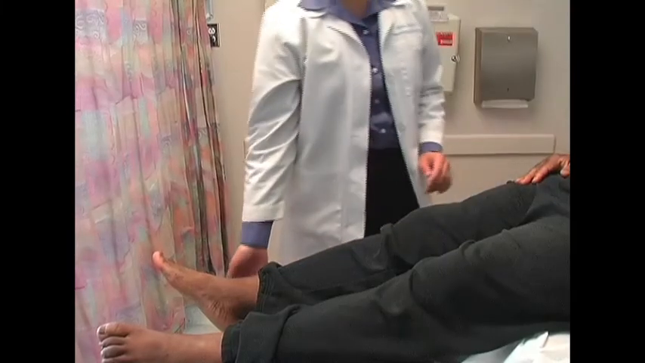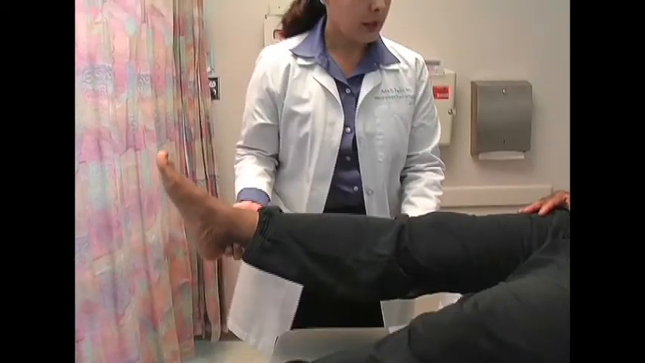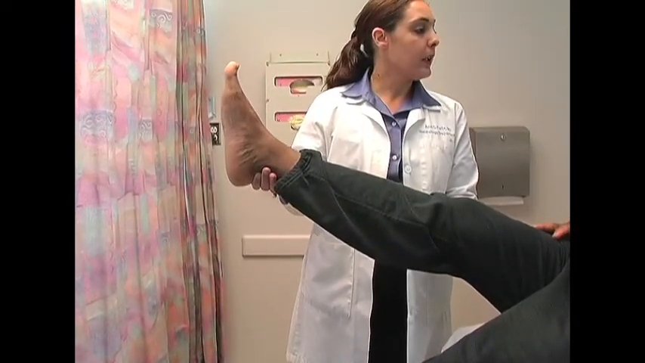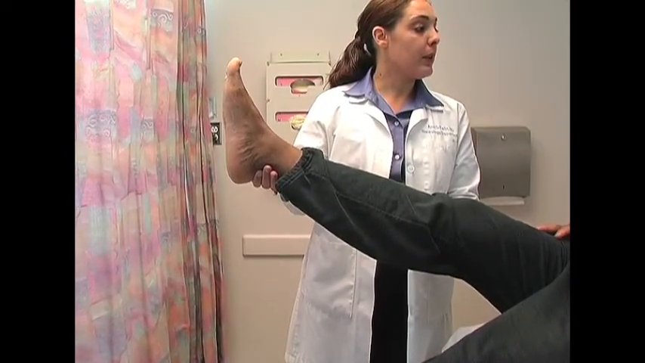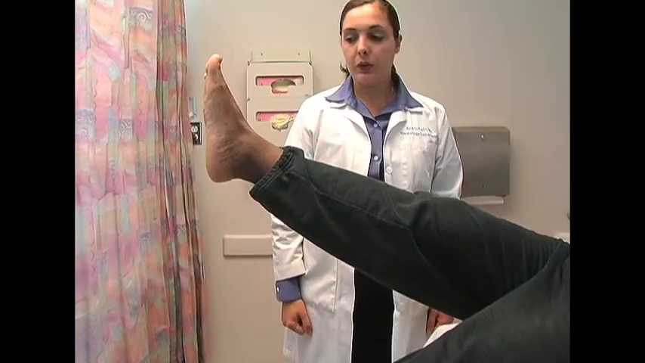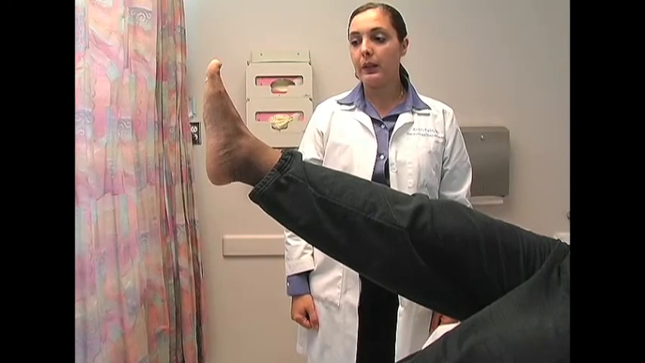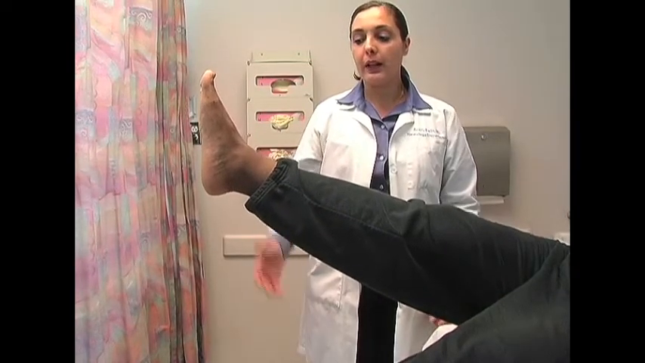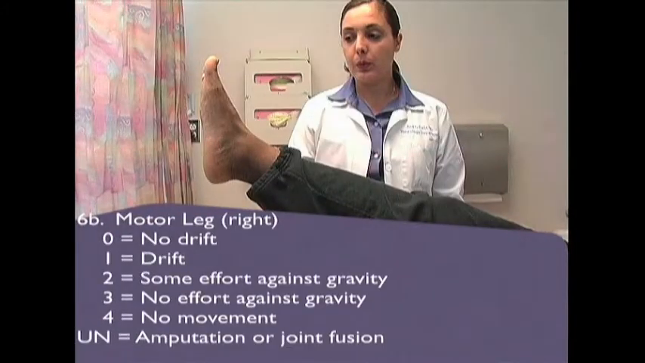Next, we're going to lift up your right leg, and I'd like you to hold it up about here, and I'm going to ask you to keep it there while I count to 5. 1, 2, 3, 4, 5. Thank you. Relax. The right leg is tested first and is always tested supine. There is normal movement of the right leg with no drift. The patient therefore scores a 0.